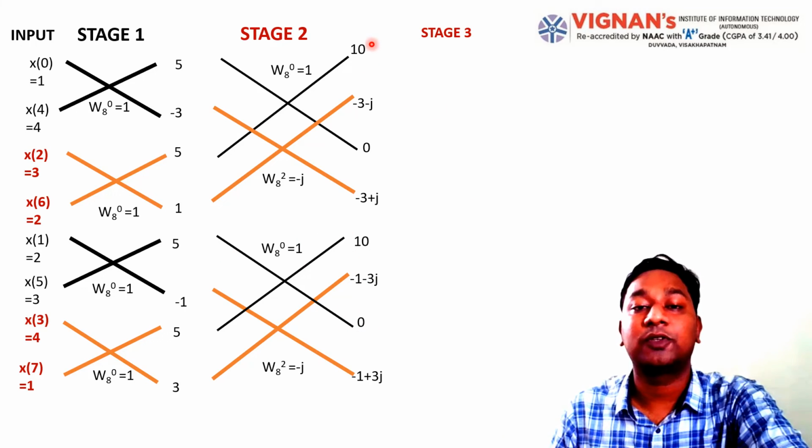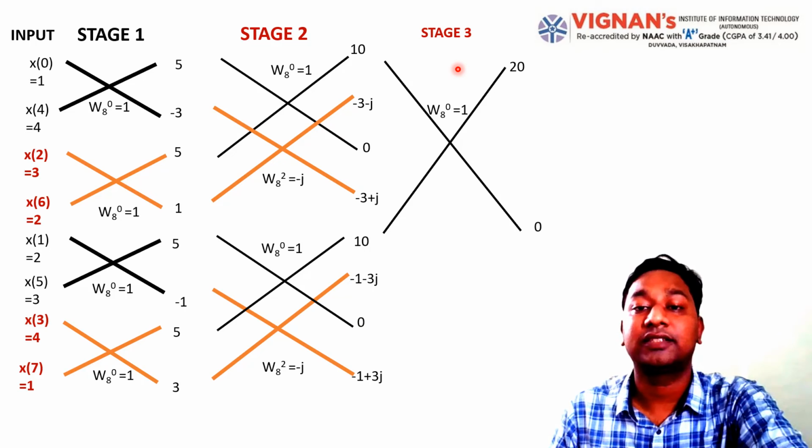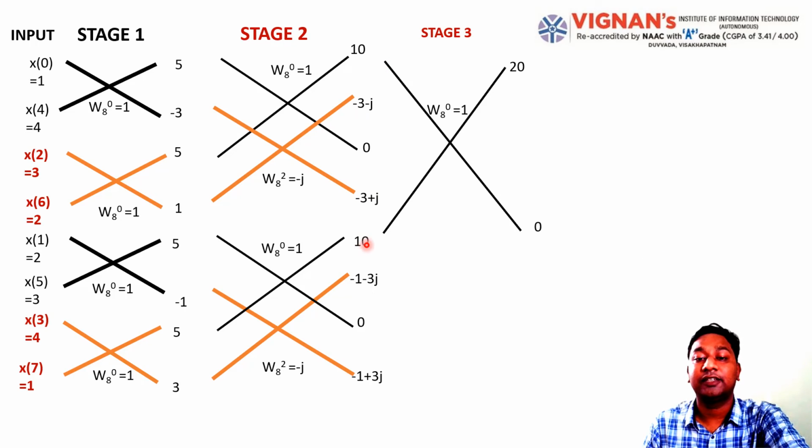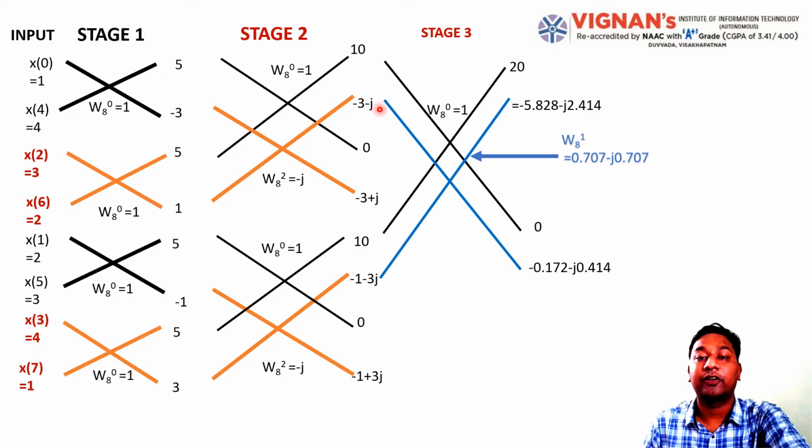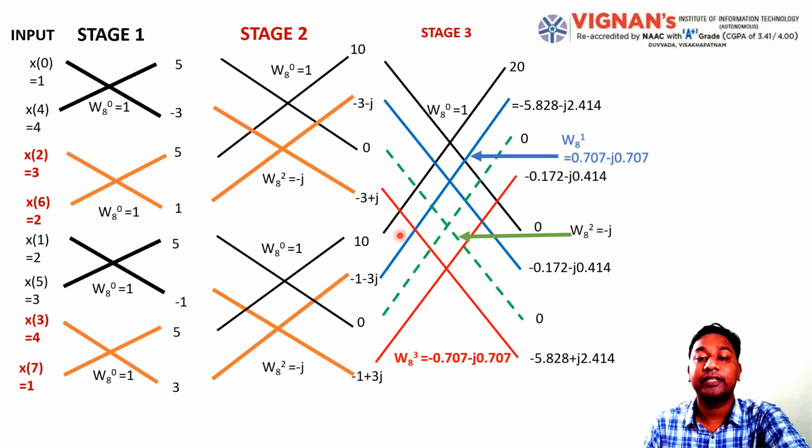In the last stage, the output of stage 2 is the input of stage 3. Here the first one is with the 5th one, the second with the 6th one, the third is the 7th one and the fourth is the 8th one. The first butterfly has twiddle factor omega to the power 0, the second omega to the power 1, the third omega to the power 2 equal to minus j, and the fourth omega to the power 3, that is minus 0.707 minus j 0.707. So that is a complete stage 1, stage 2, stage 3.